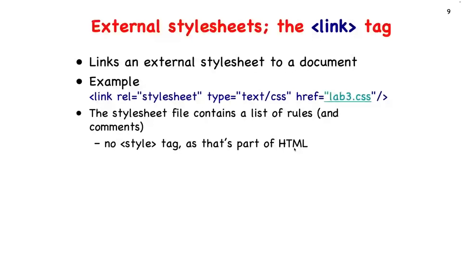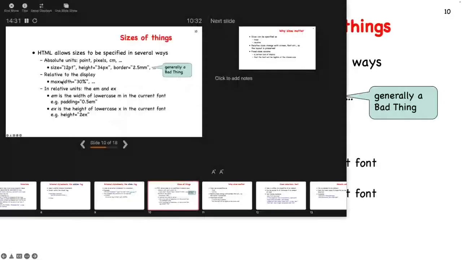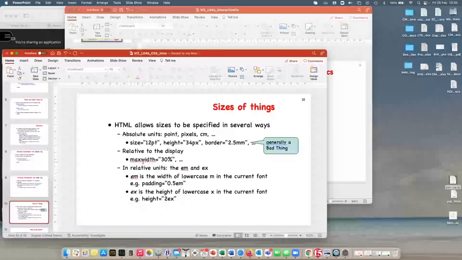Right, so we want to talk about sizes of things. We can have all sorts of ways in HTML of defining sizes. So I'll do this and then we'll talk about why sizes matter a bit. So you can have absolute units, so 12-point font, 34 pixels, border 2.5 millimeters, or 2 pixels, or whatever it happens to be. We can have a max width, sorry, max width should be max dash width. Let me just correct that error on screen while we go.